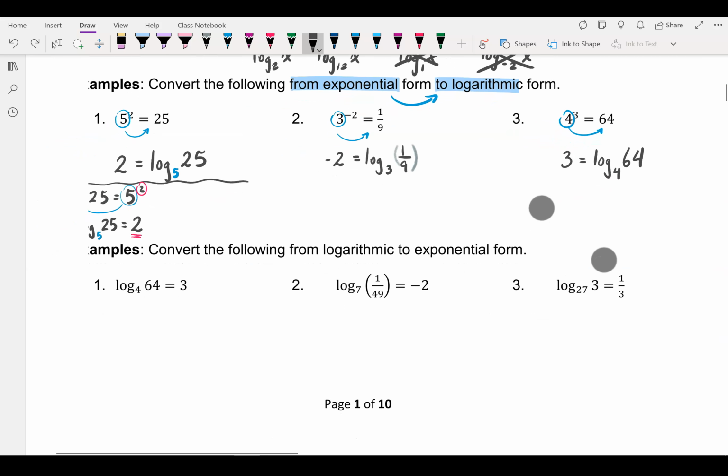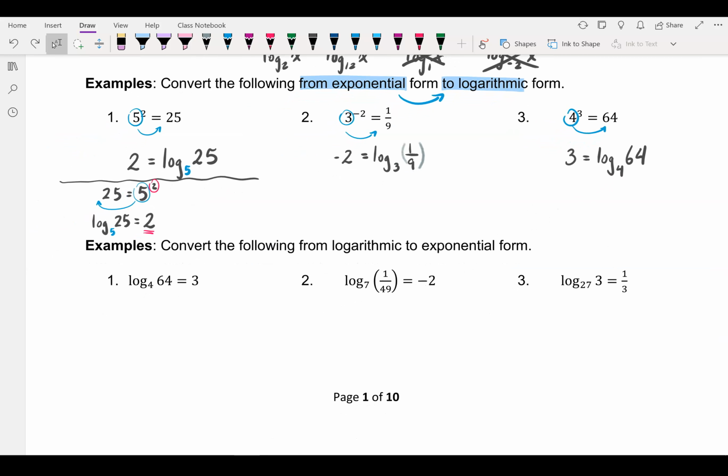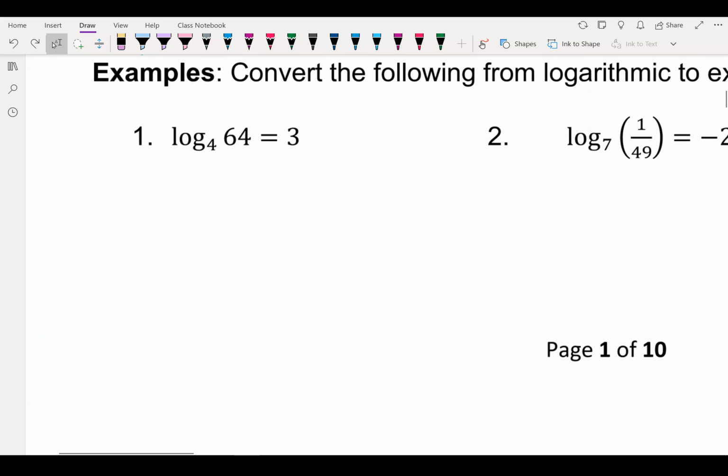Let's try the other examples. It's the same thing, but we're just going backwards, okay? So I recommend you give them a shot. Pause the video and see if you can get them first. Let's just jump right into it. In the interest of time, I'm going to do them quick.